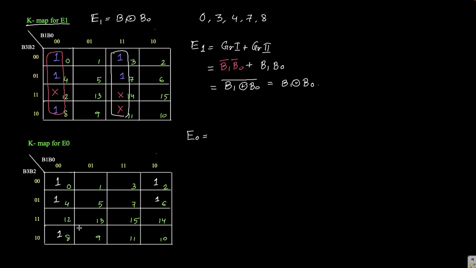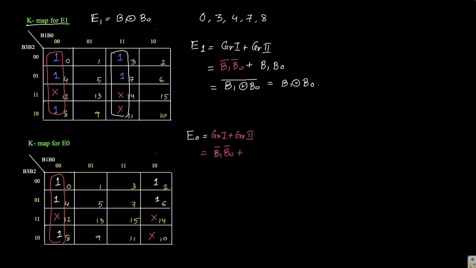Again we have to take a few don't care conditions, and we take them like this, so it becomes group 1 plus group 2. What is group 1? If we consider this as group 1 in red color, the vertical column is unchanged, that is B1 and B0 are unchanged, so B1 bar and B0 bar is your group 1.